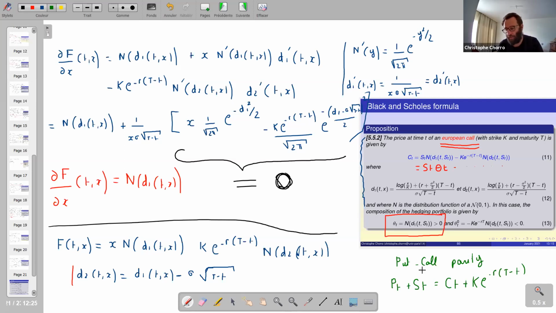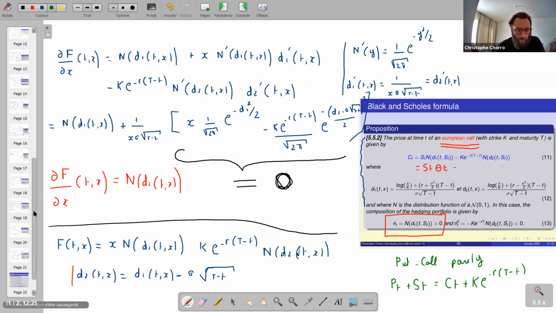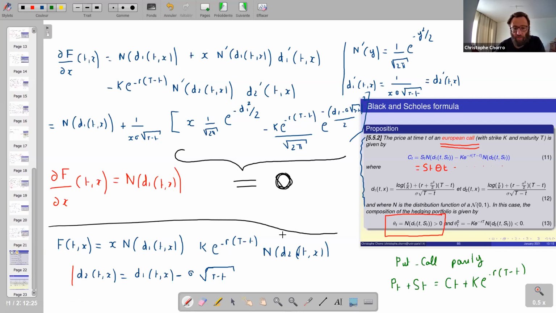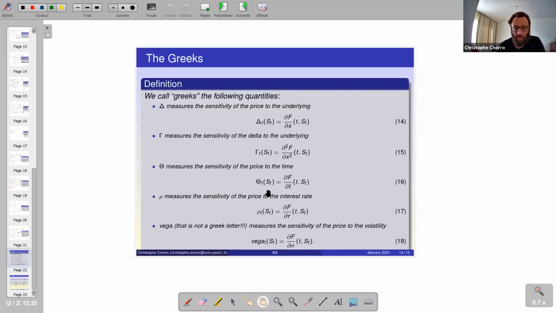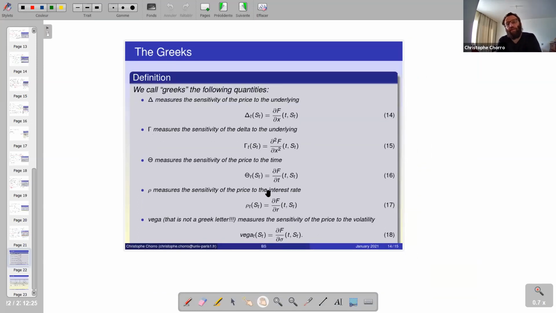Okay. So let me finish with a little definition. That is what we call the Greeks in general. So what are the Greeks? They are called the Greeks because we generally use Greek letters in order to denote them. They are the derivatives of the price function with respect to quantities of interest.